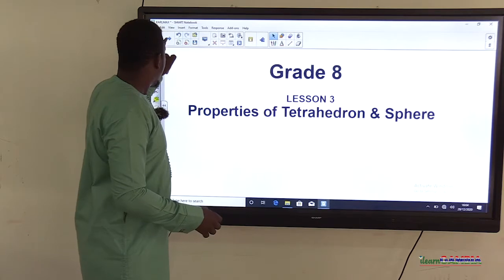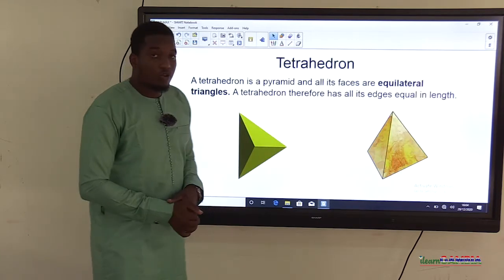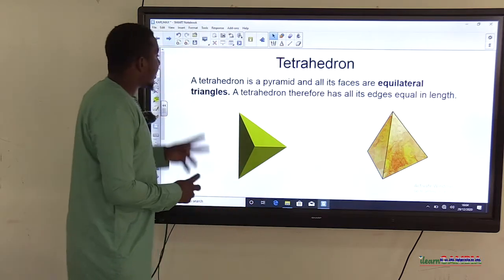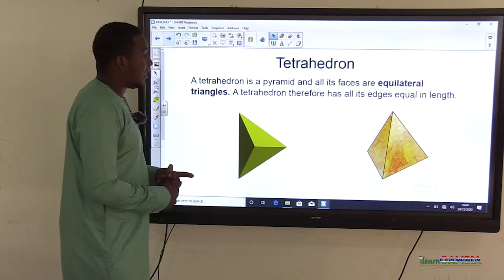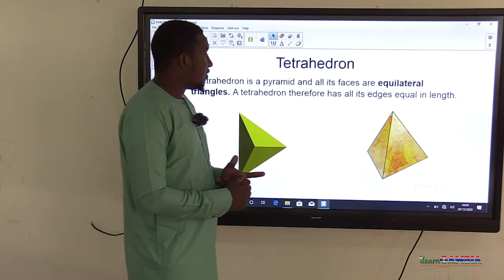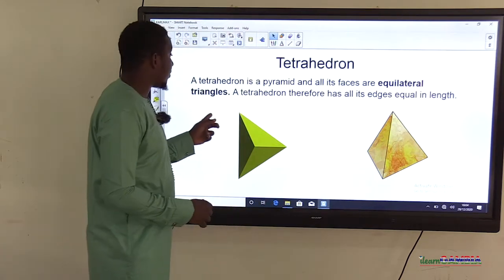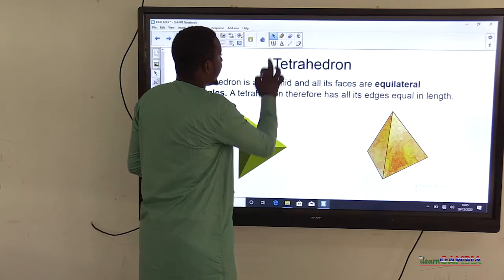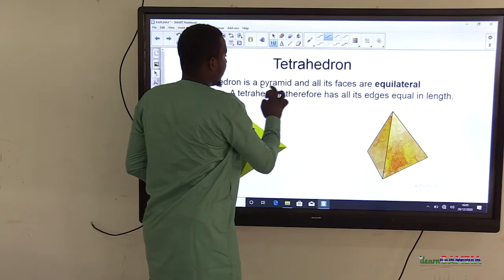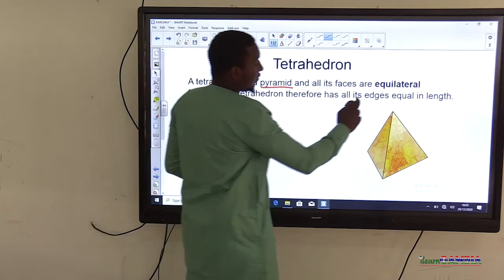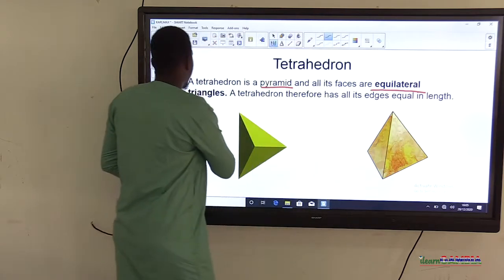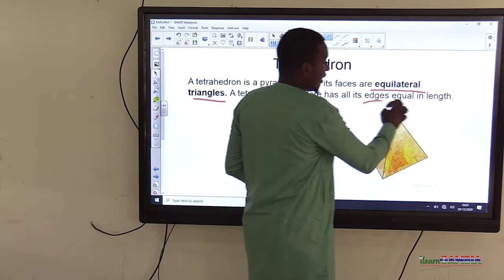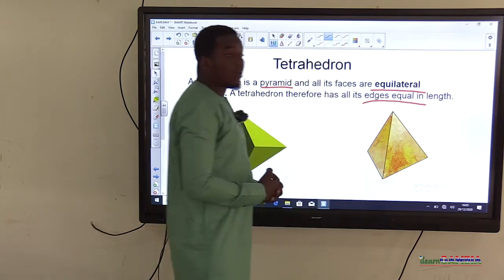And to start with, we are going to look at tetrahedrons. We say a tetrahedron is a pyramid and all its faces are equilateral triangles. A tetrahedron is a pyramid and all its faces are equilateral triangles. A tetrahedron therefore has all its edges equal in length.